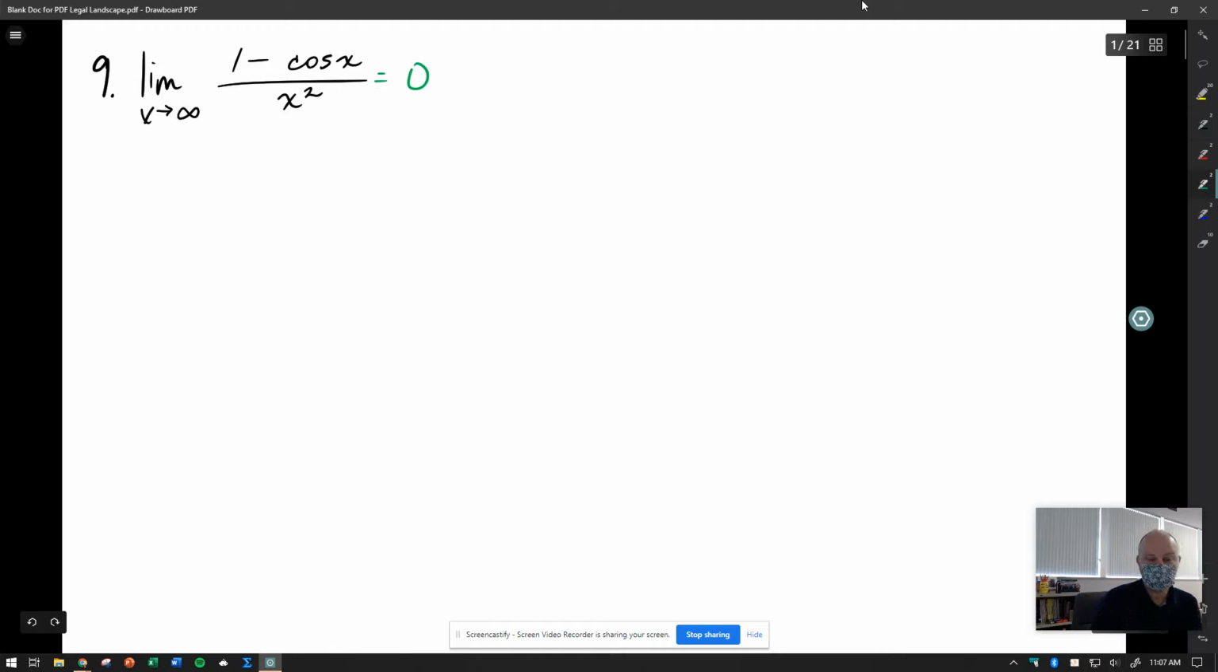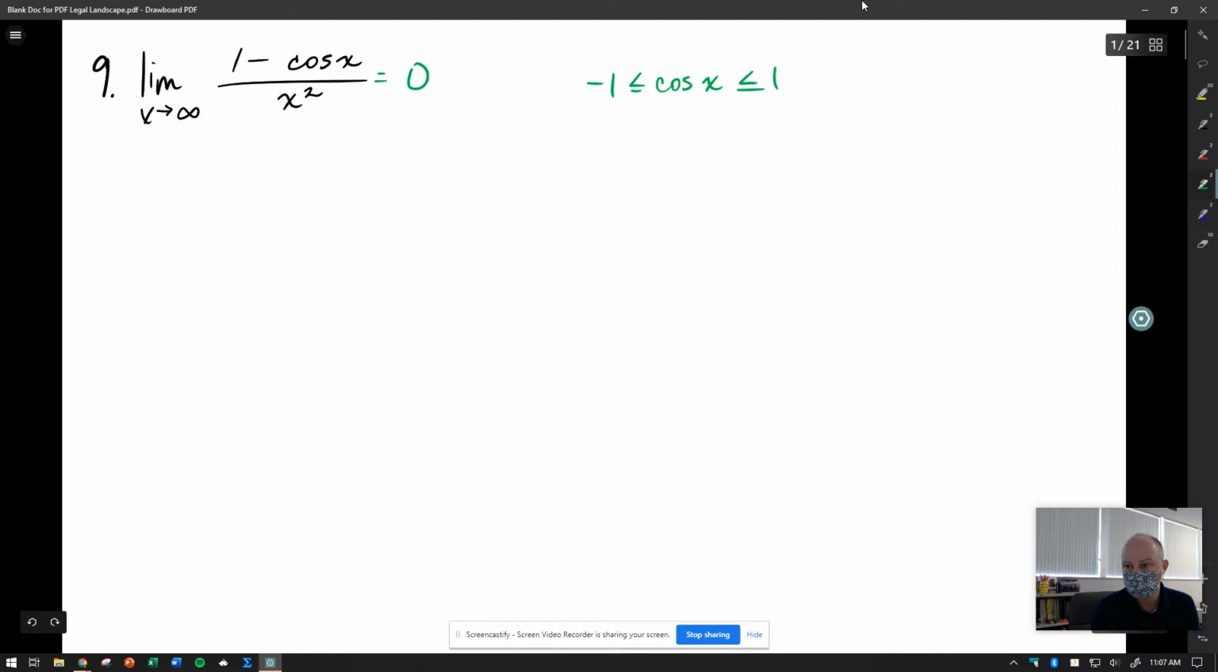And let's confirm it with the squeeze theorem. So I want to begin with the idea that cosine x lives between 1 and -1 always. This is not necessarily just cosine x, it's got 1 minus. So let's go through the process of changing this so that the function in the middle of the triple inequality is 1 minus cosine x.